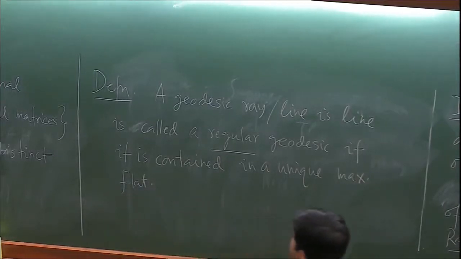So more generally, you can define: suppose I have a point and some tangent vector at that point. That will determine a geodesic line, right? And then we call the tangent vector regular if the corresponding line is a regular geodesic. This is called a regular geodesic.